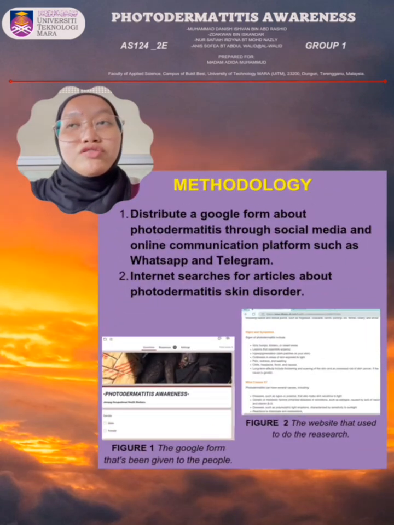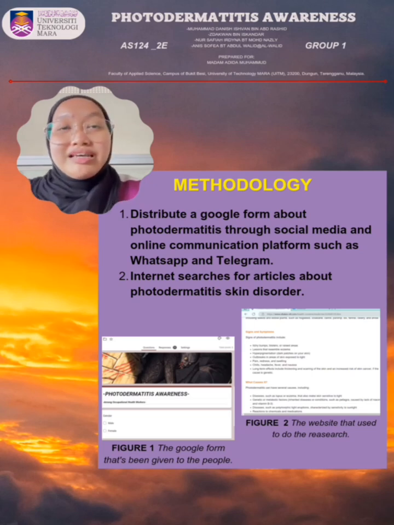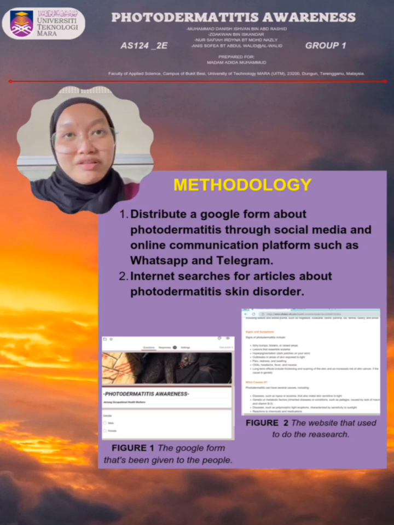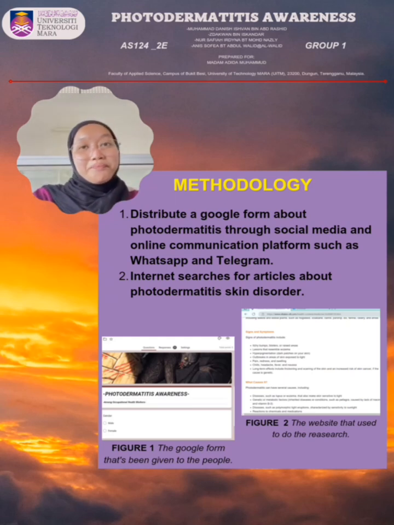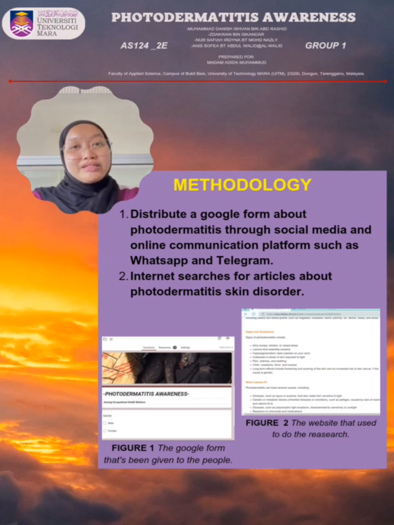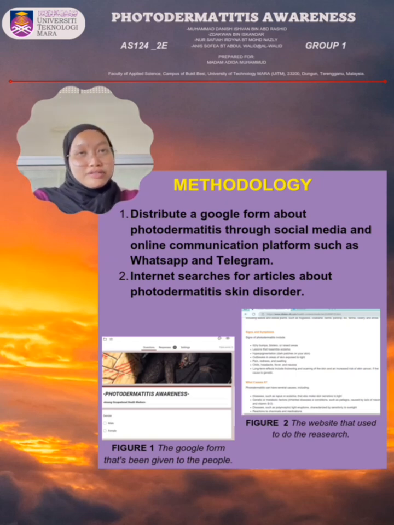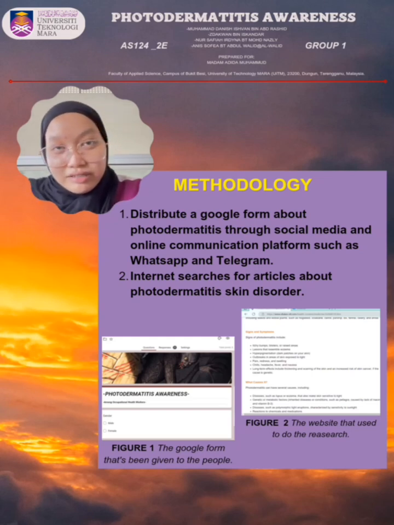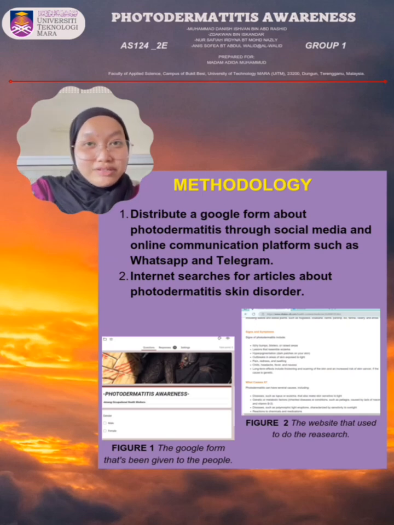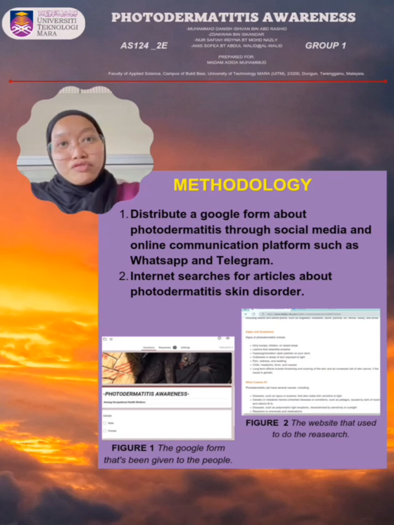There are two methods that we use for our research. The main one was we distributed a Google form about photodermatitis through social media and online communication platforms such as WhatsApp and Telegram. As you can see in figure 1, this is an example of the Google form that was given to the people. As for the second method, we did an internet search for articles about photodermatitis skin disorder to add more information and facts about it. And as you can see in figure 2, this is the website that we used to do the research.